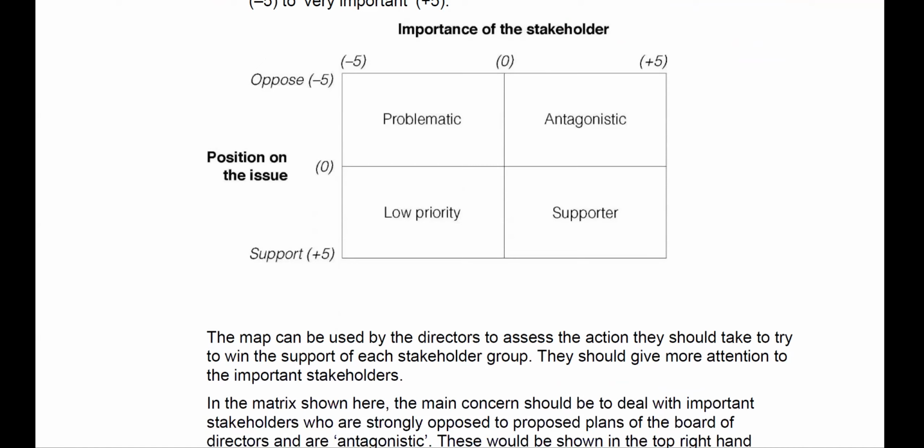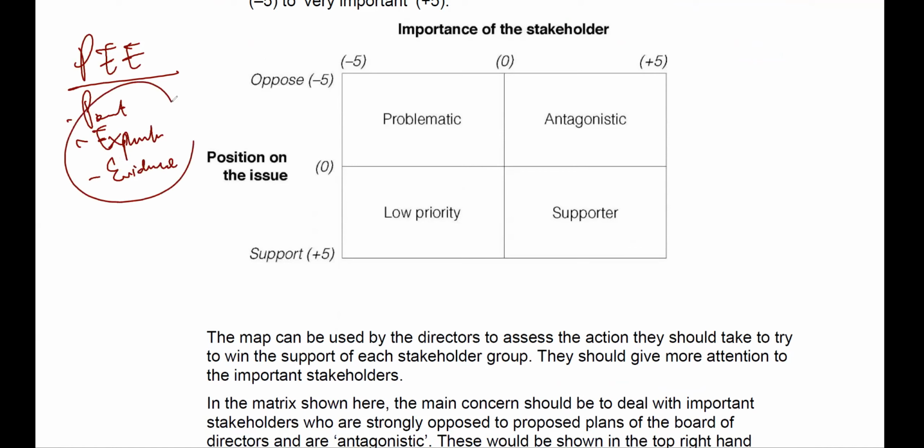Remember, I told you anytime you're answering questions, use P, right? P: point, explanation, then evidence from the case. Anytime you use P, you are fine. It doesn't matter what course you are doing, always make the point, explain, and then give evidence.